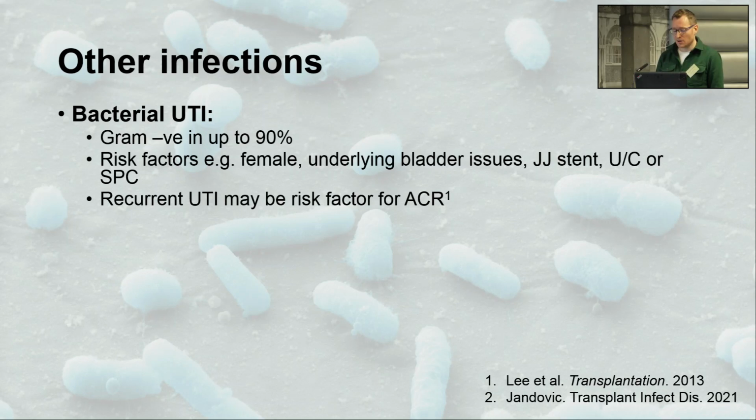Risk factors are female sex, just due to the underlying anatomical differences that increase the risk of bacterial translocation up to your bladder. Underlying bladder issues, which we obviously have a lot of in pediatric nephrology, and then having plastic in situ after your transplant, particularly double J stents and suprapubic catheters, urethral catheters. And we know that recurrent UTIs may be a risk factor for acute cellular rejection as well.